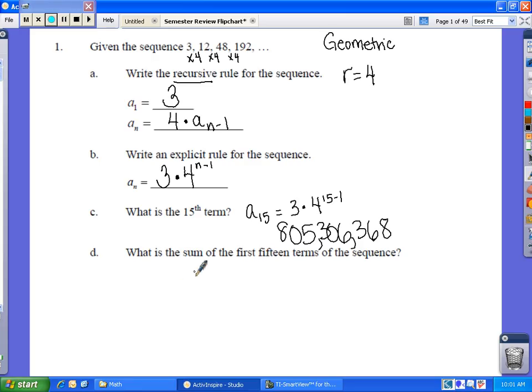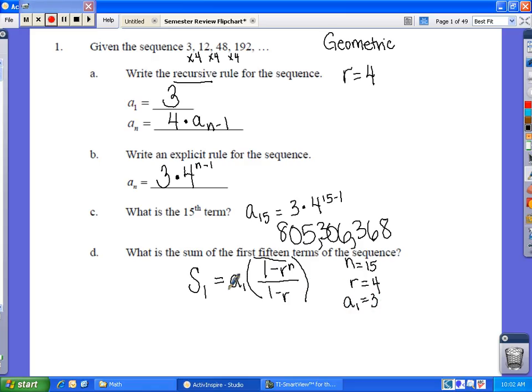Now to find the sum of the first 15 terms, you're going to have to use the series rule, the sum rule. So with the geometric series, your sum rule is a times 1 minus r to the n over 1 minus r. Okay, and in this case, we want the first 15 terms, so n is going to be equal to 15. R is your common ratio, which in this case is 4. And a sub 1, oops, I forgot a sub here, so a sub 1 is equal to 3.